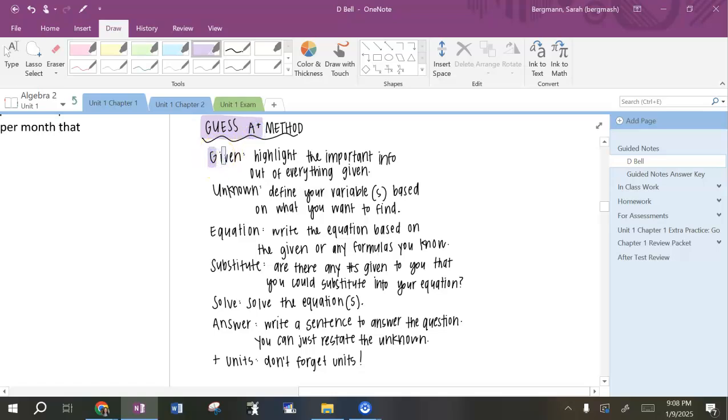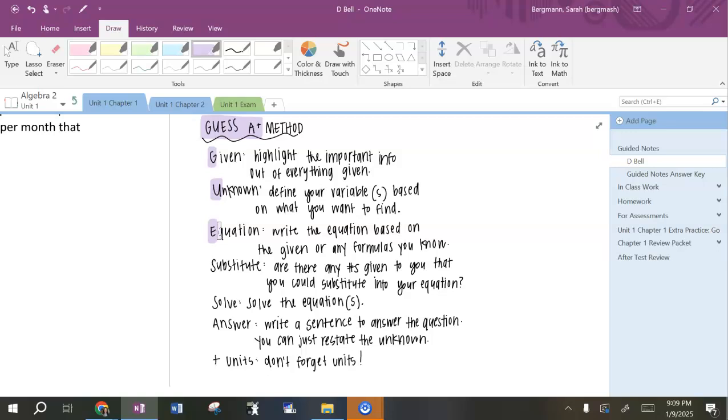G stands for given. So what you're going to do is highlight all the important info out of that whole word problem, everything given. U stands for unknown. You want to define your variable or variables based on what you want to find. So a tip for that is look for the question mark. Whatever they're asking you for, is most likely what the variable is. E stands for equation, so you write the equation based on the given information, so the whole word problem, or any formulas that you know that have to do with this.